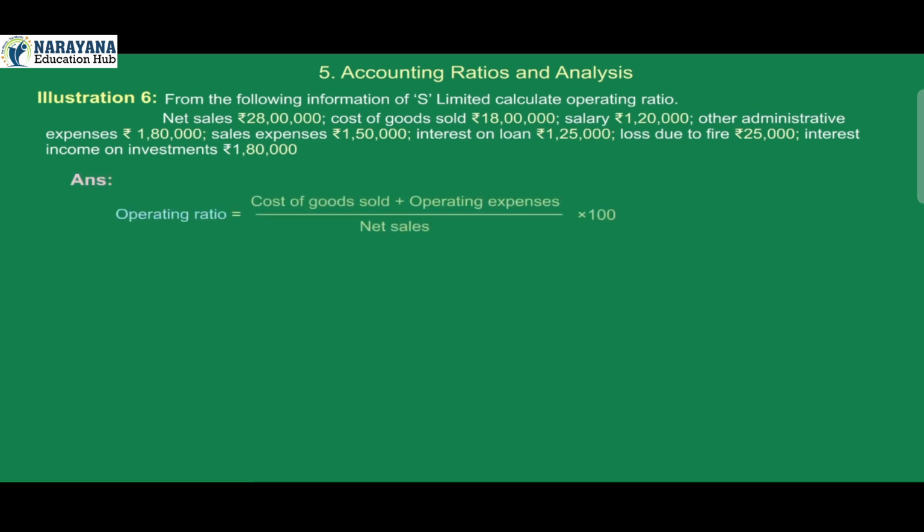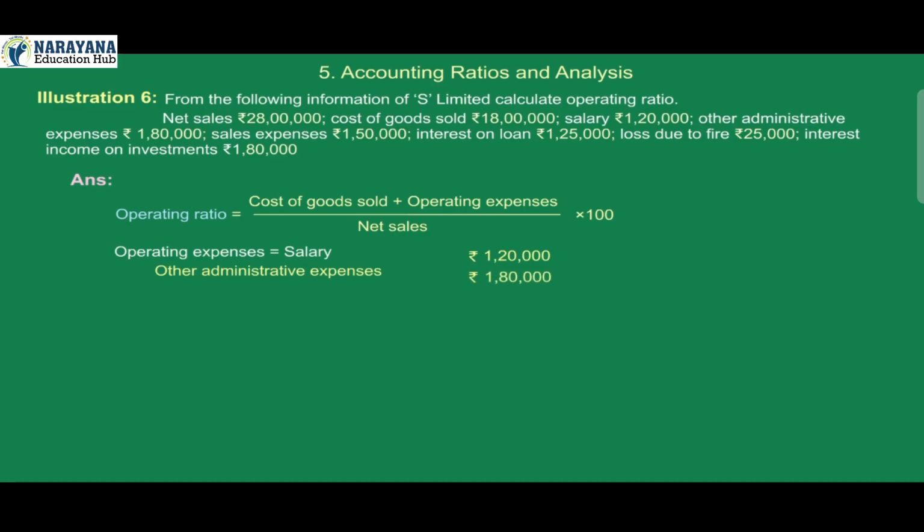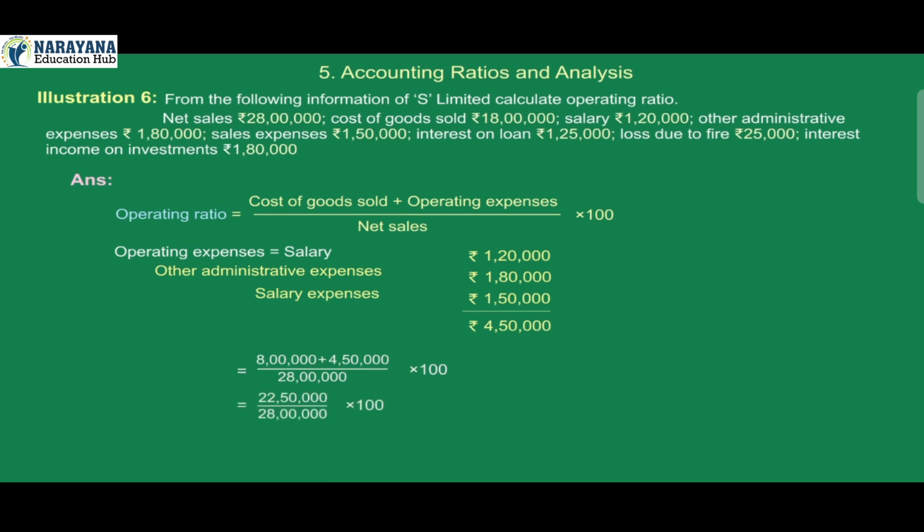Answer: operating ratio is equal to cost of goods sold plus operating expenses divided by net sales into 100. Operating expenses is equal to salary rupees 1,20,000, other administrative expenses rupees 1,80,000, sales expenses rupees 1,50,000. Total rupees 4,50,000. Operating ratio is equal to 18 lakh plus 4,50,000 divided by 28 lakh into 100, is equal to 22,50,000 divided by 28 lakh into 100, is equal to 80.36%.